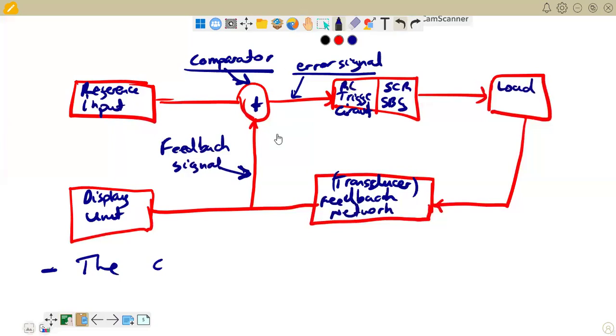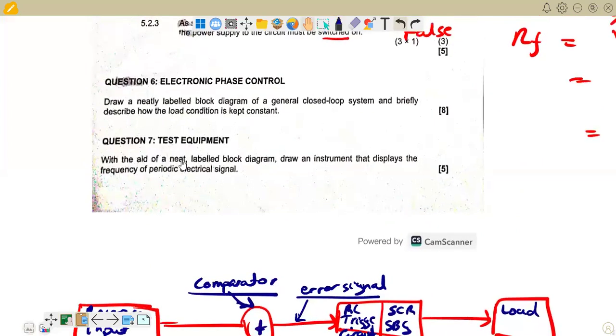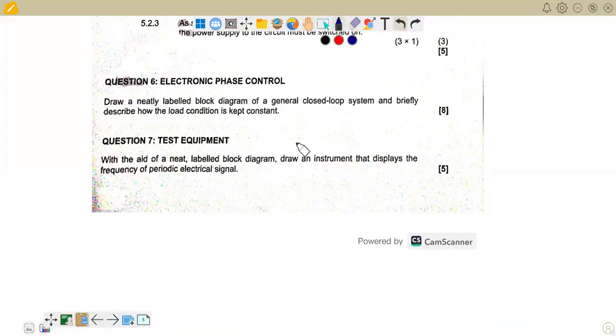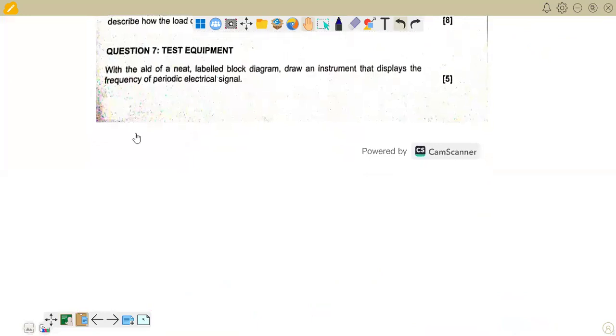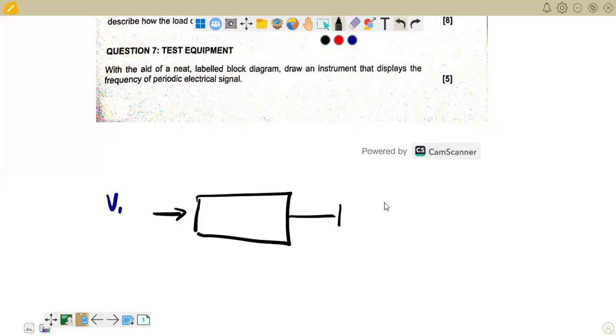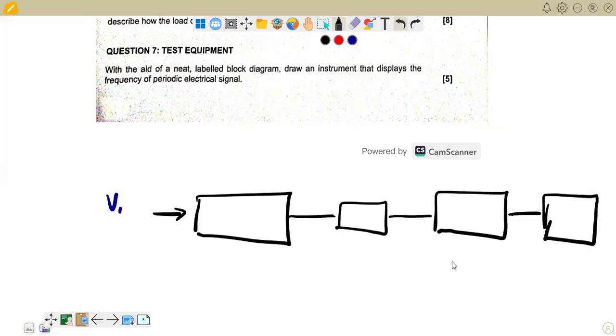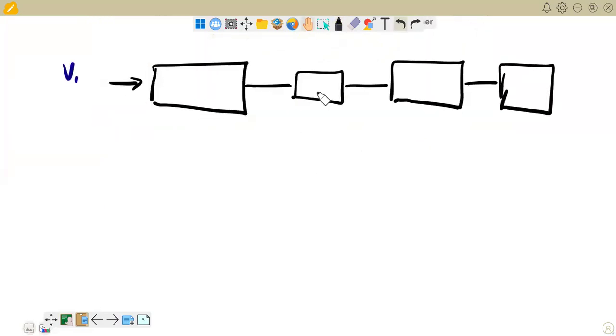And then let's quickly go to question number 7. With the aid of a neat labeled block diagram, draw an instrument that displays the frequency of a periodic electrical signal. This is our diagram. So let's quickly draw the block diagram. I'm just going to draw it here quickly. So this is how it comes out. We have V1 at this point. There is the block diagram. That's how it's going to come out.